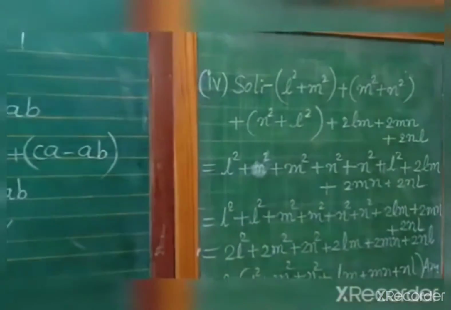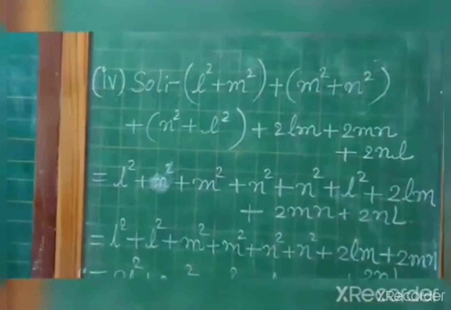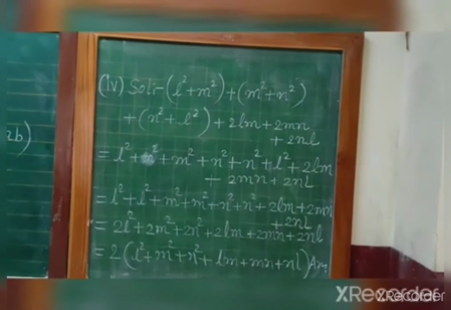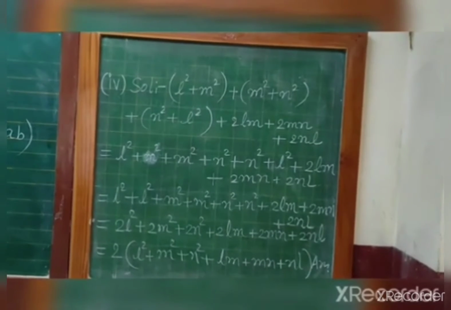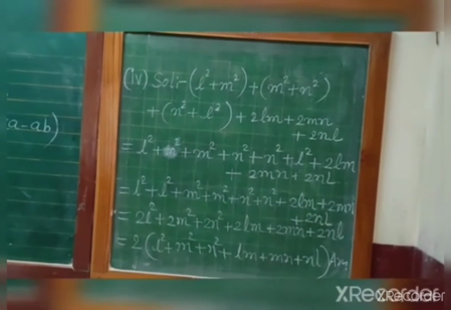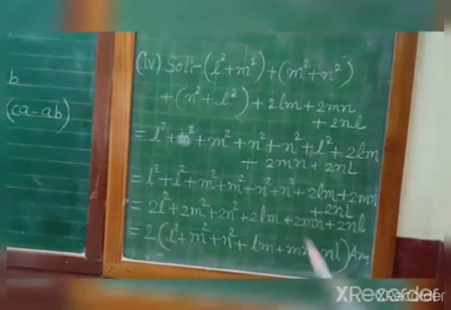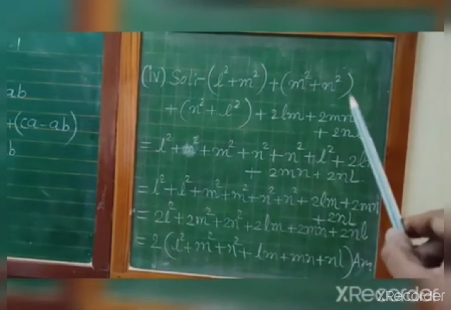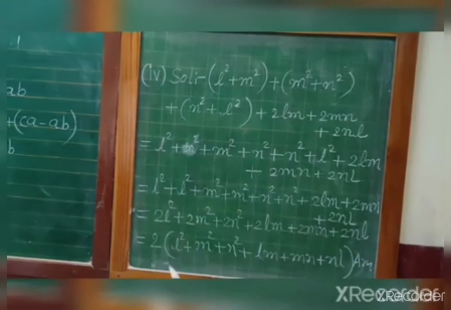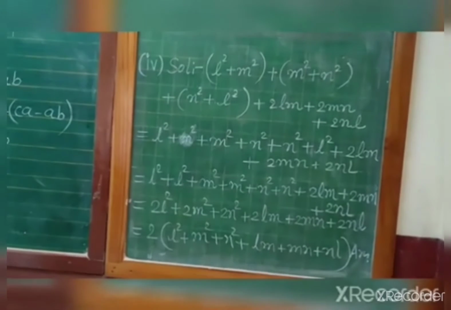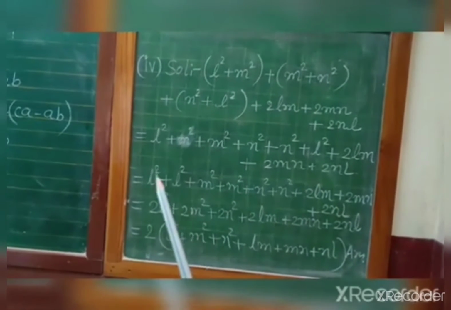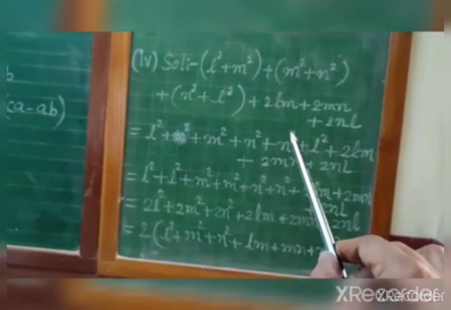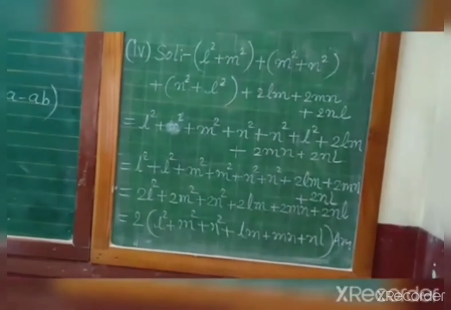In the same way I am solving for you the fourth question of question number 3: L square plus m square plus n square, plus m square plus n square plus L square, plus 2LM plus 2MN plus 2NL. Now see here, open the bracket: L square plus m square plus n square plus m square plus n square plus L square. Now collect like terms: the like terms of L square, m square plus m square, n square plus n square, and the rest of the terms as they are.